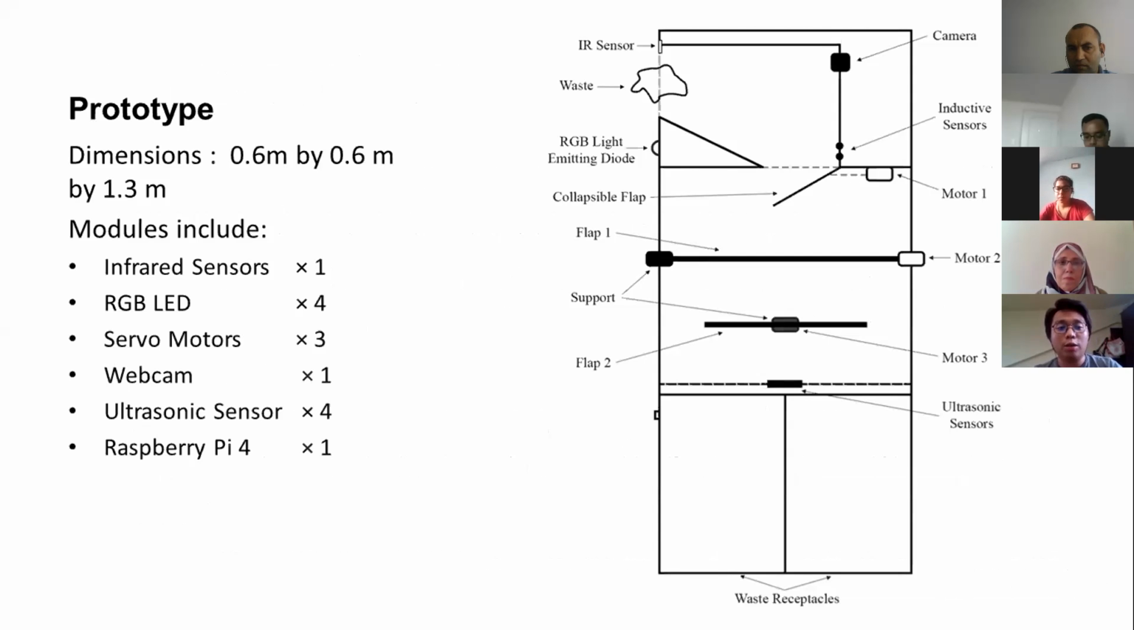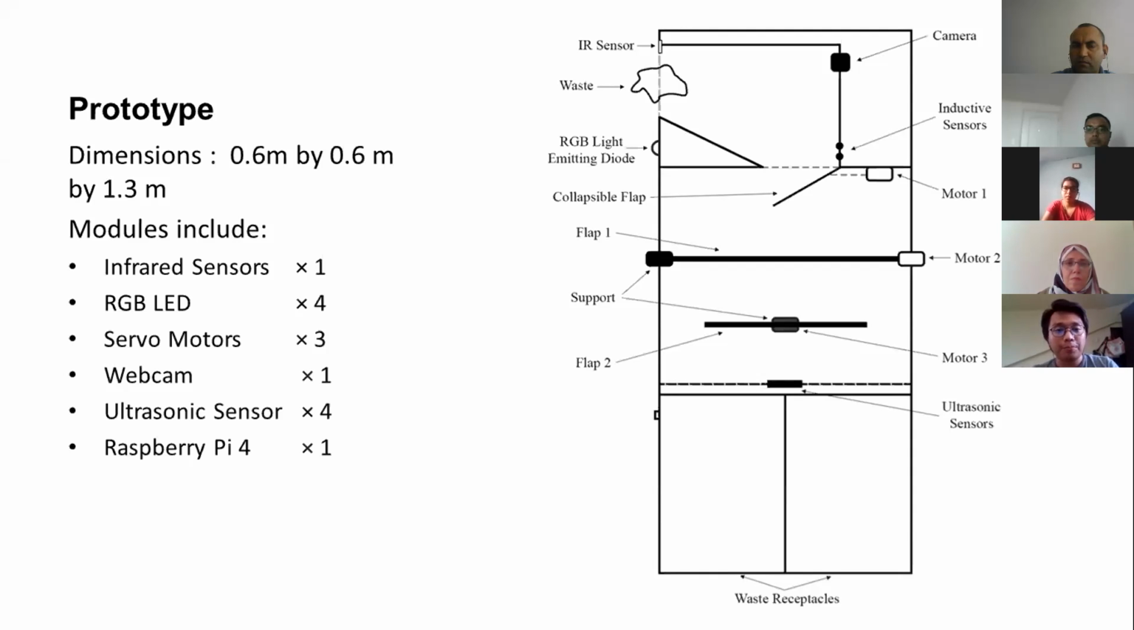That's the height. The modules you can find in this system, in this trash bin, are the infrared sensors. The infrared sensor is on top, where when you put the waste, it detects if waste has been put inside the trash bin. RGB LEDs, there are 4 of them because there are 4 compartments for the 4 types of classifications of waste that we have used. These are used as a visual aid for users to see if it's full or not. Servo motors are used to help segregate the trash as it drops down into different compartments.